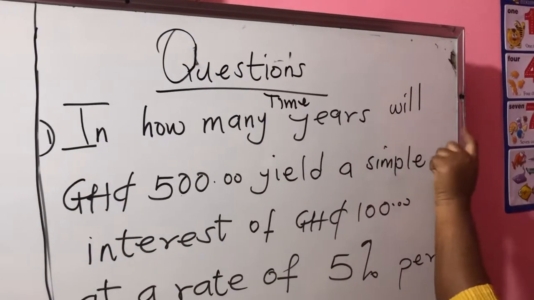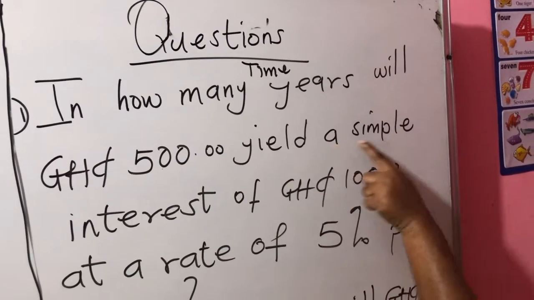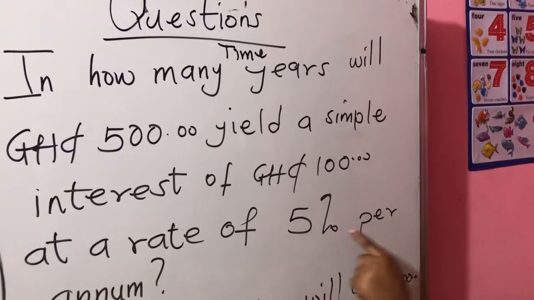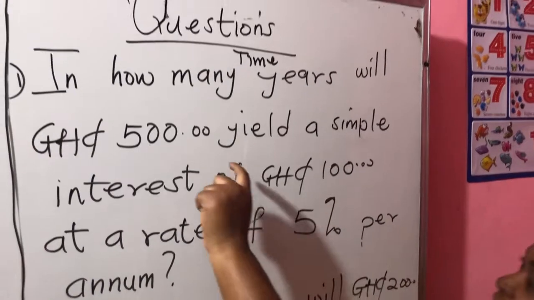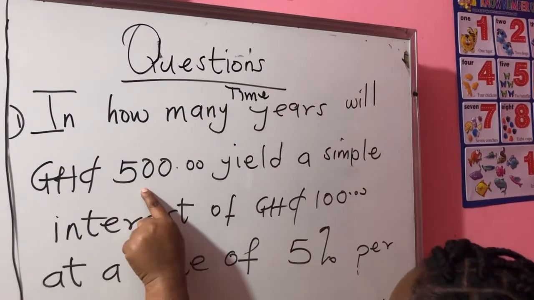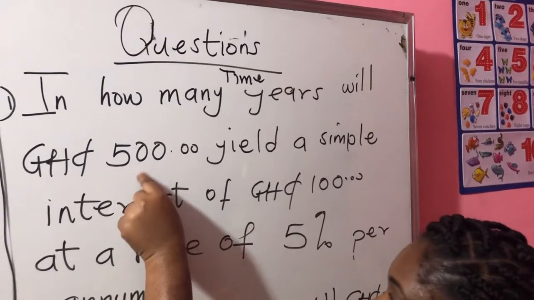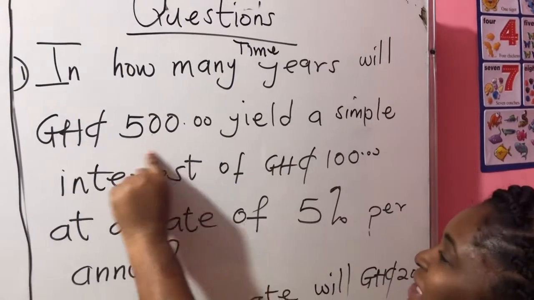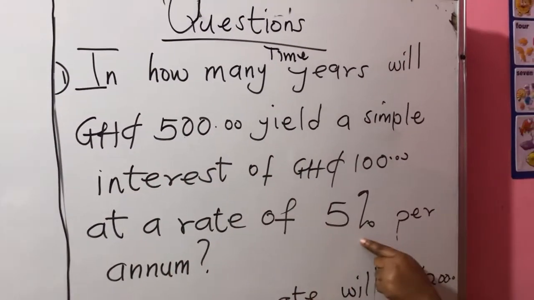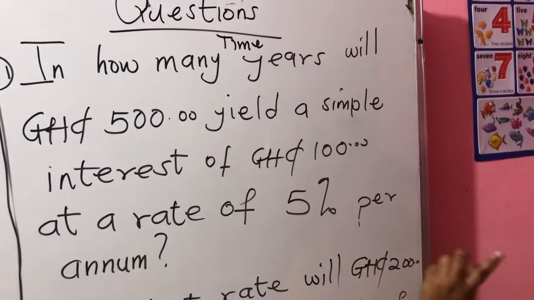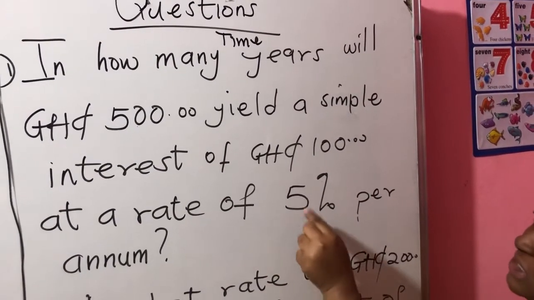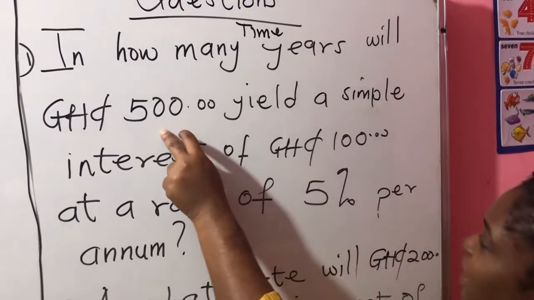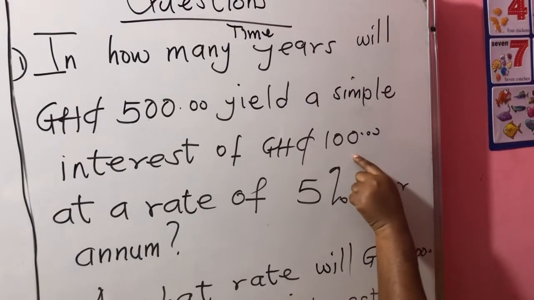In how many years will 500 Ghana cedis yield a simple interest of 100 cedis at a rate of 5% per annum? So from this question, 500 Ghana cedis is the principal. That is the money the person borrowed. 100 cedis is the interest he's paying for borrowing this money. And what rate? 5%. So every year he's being charged what? 5% on this money. So they are asking you that in how many years did he keep this money for him to pay this 100 Ghana cedis interest?